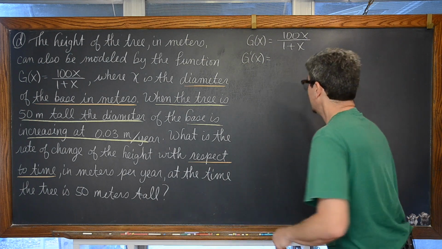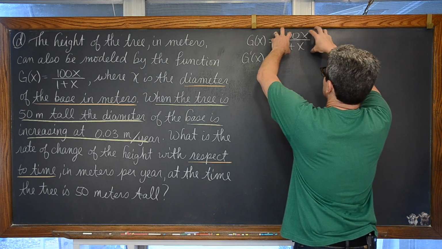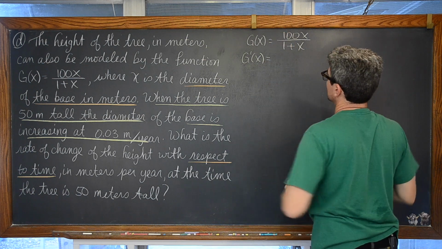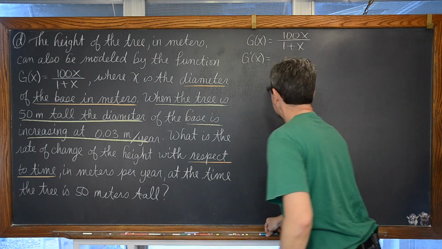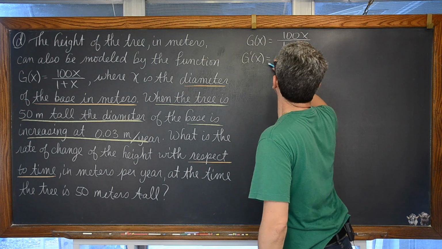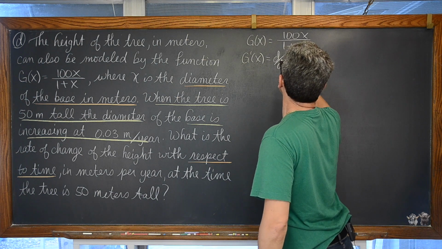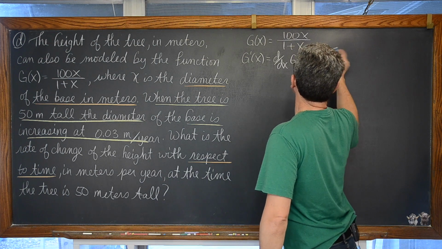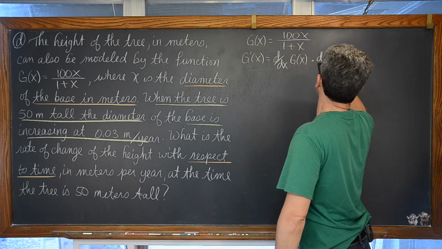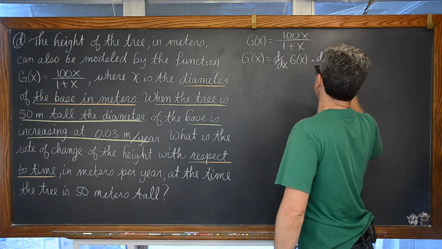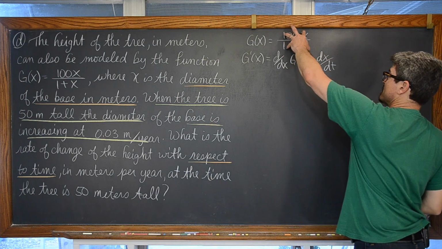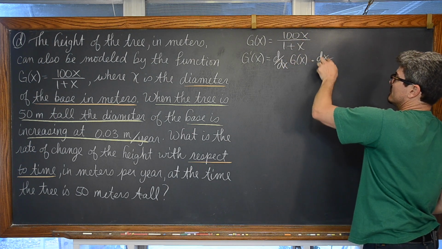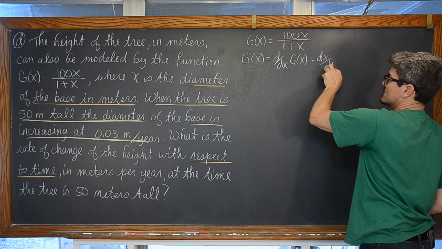We're going to take the derivative of the outside function using the quotient rule, and then finish up with the chain rule, finishing up with the dx/dt. We're going to take the derivative of the outside function, but then we're going to finish up by taking the derivative of the inside function with respect to t.